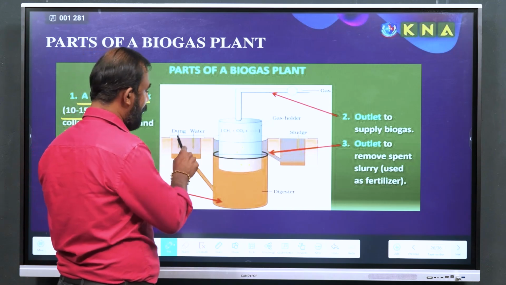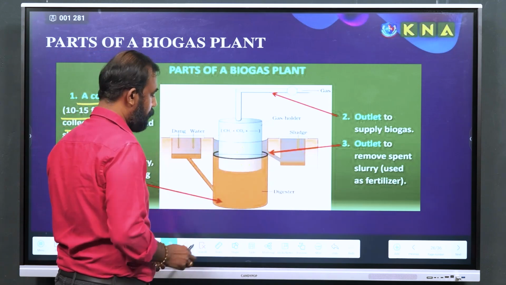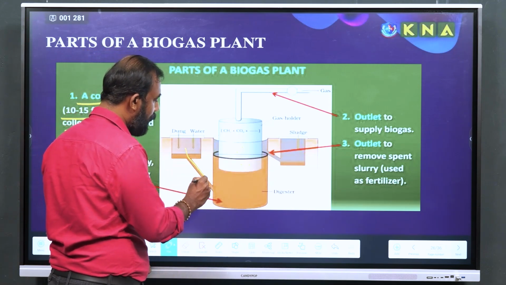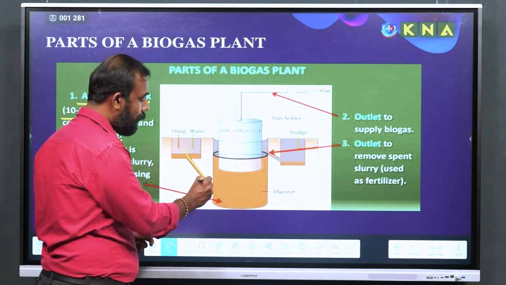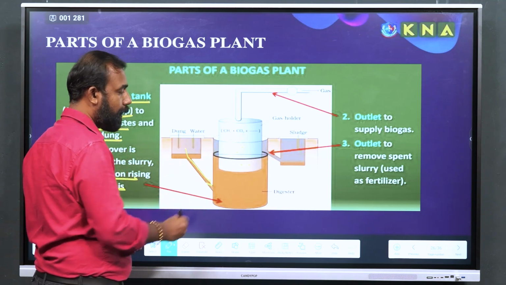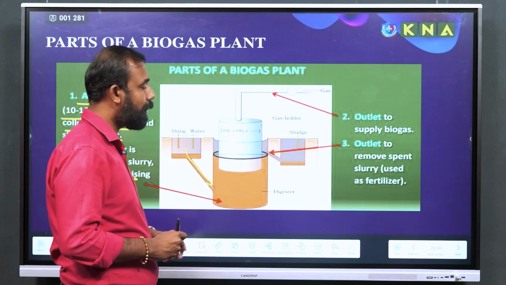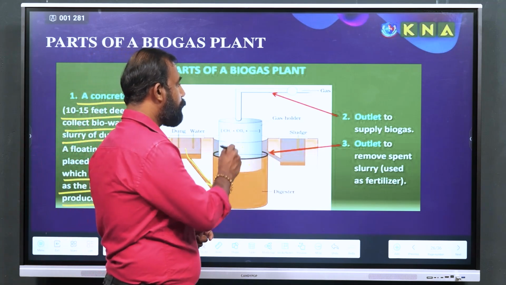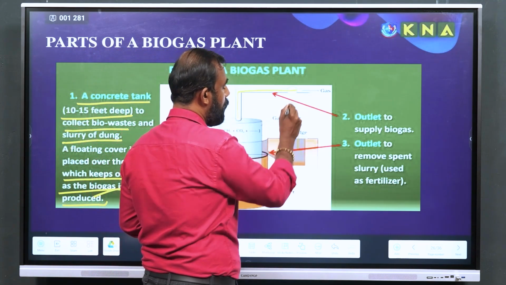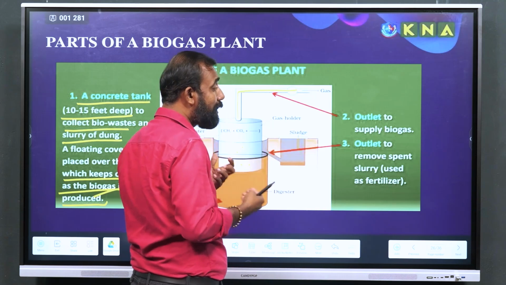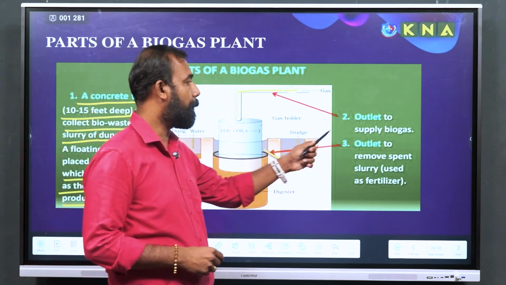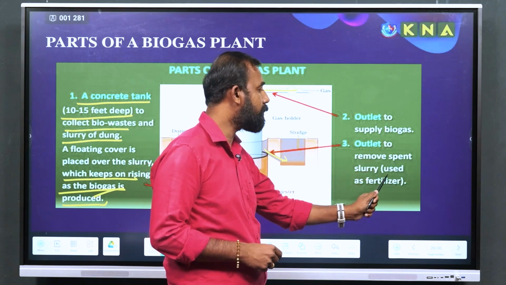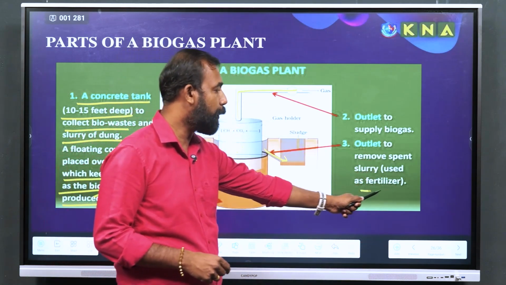And there is an inlet and there are two outlets. Through the inlet we provide the dung and water. Clear? There are two outlets: one is used to collect the biogas and the other is used to collect the spent slurry. Outlet to supply biogas, outlet to remove the spent slurry, and they are used as biofertilizers.